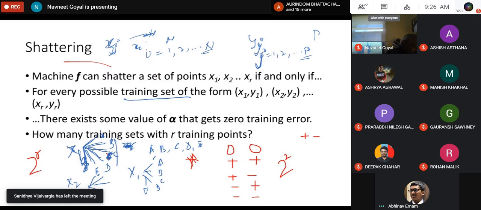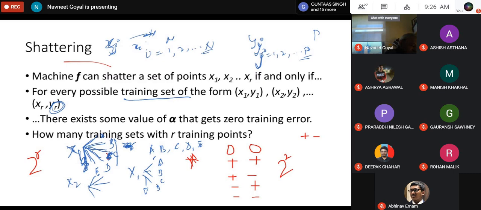I want a nicer form for this. So you can see here, if there are R classes, it will be raised to the power R. Something I want in the form of an exponent.